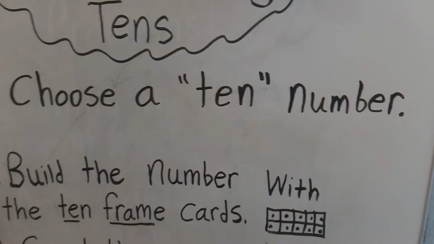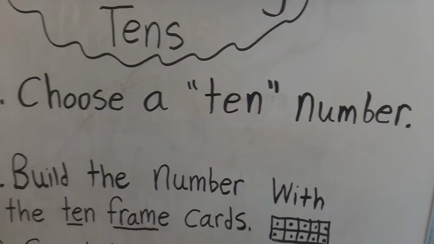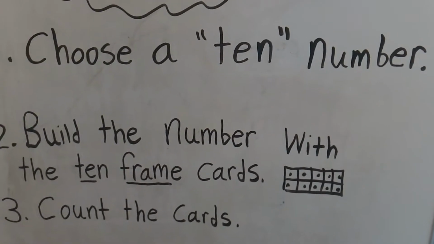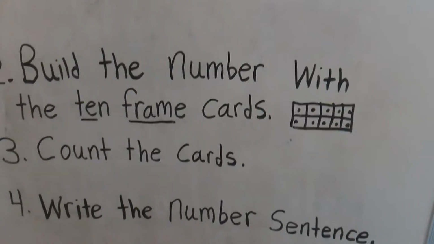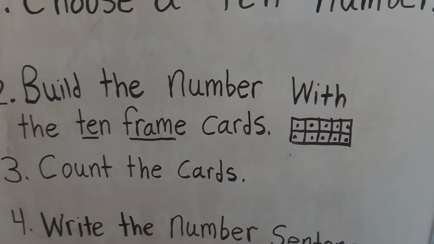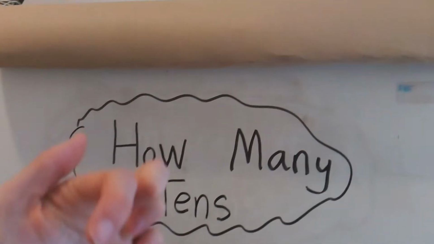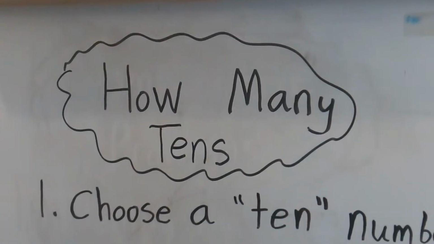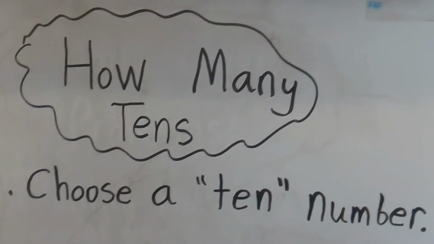Next, I'm going to have 10 frame cards, and I need to build that number with the 10 frame cards. Number 3, I need to count the cards to see how many groups of 10 I have. And last but not least, I need to write a number sentence. Now, in order to complete these steps, we're going to follow the I do, which means teacher does, the we do, where we do one together, and finally, you will be doing some on your own.